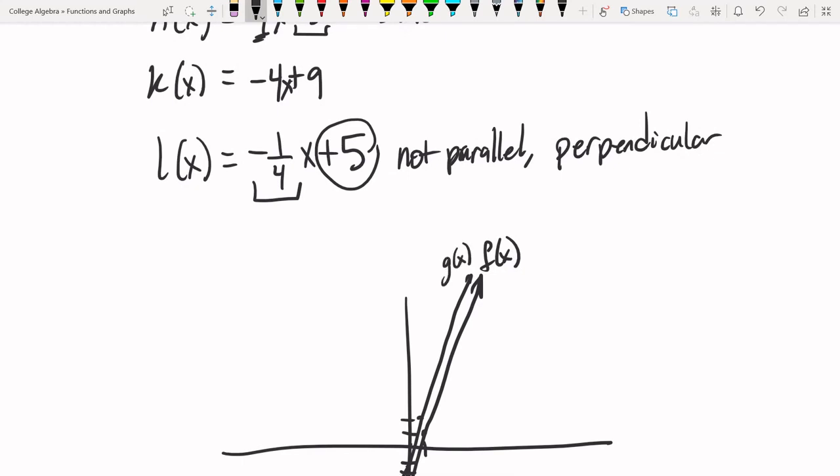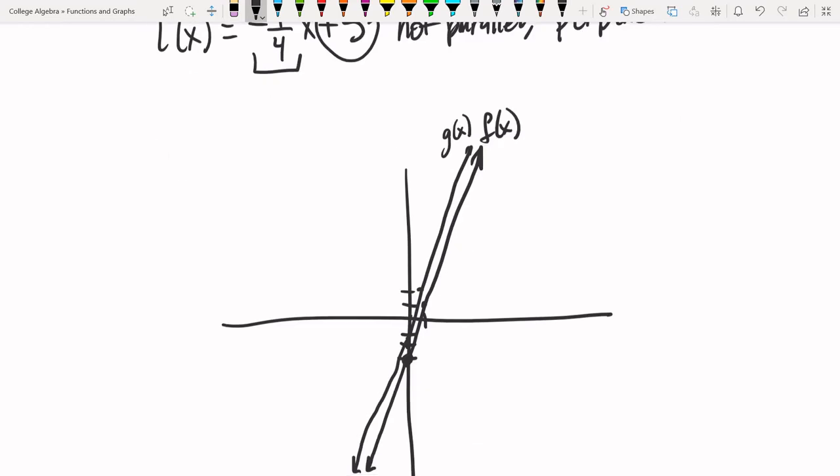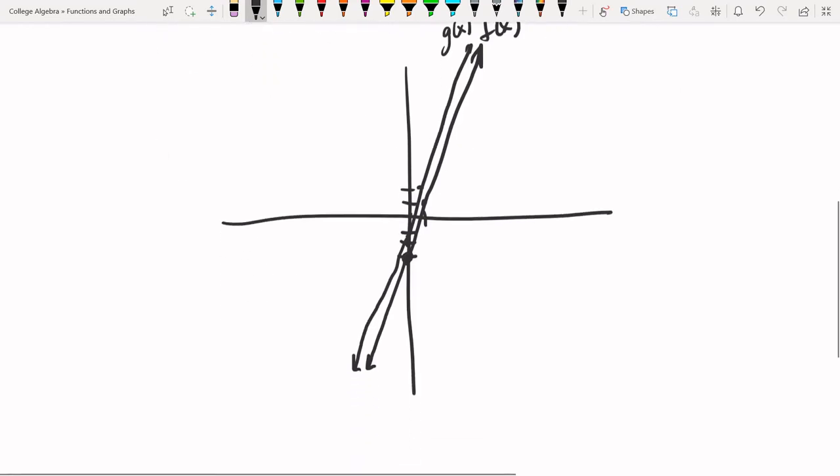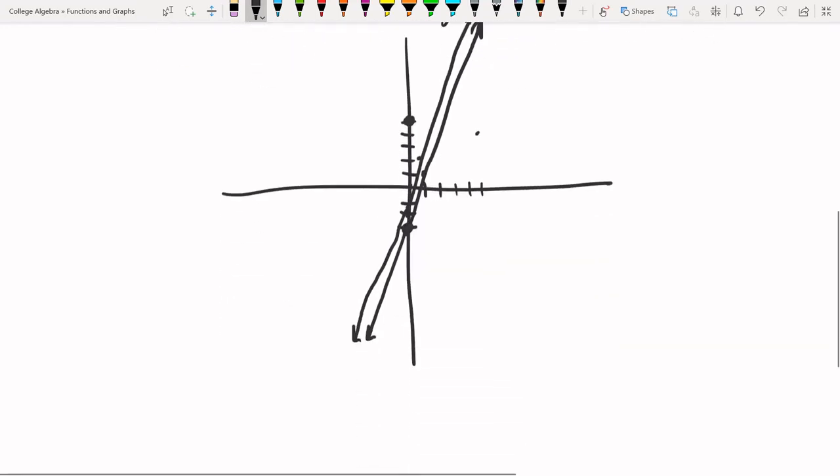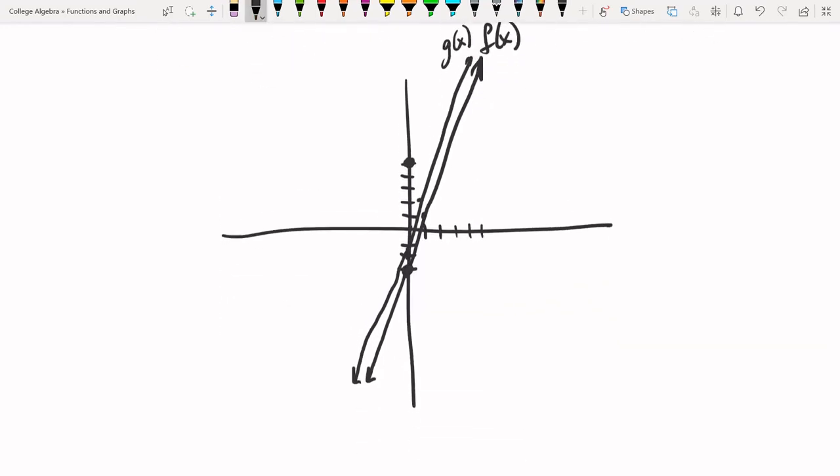And then L of x, negative 1/4 x plus 5. So going up to here. And then we have negative 1/4, meaning we go down 1 unit and run 5 units. So there's 2, 3, 4, 5. It's going to be here. Or no, sorry, it was negative 1/4, not 5 units. Down 1 unit, over 4 units. So we get this line here.